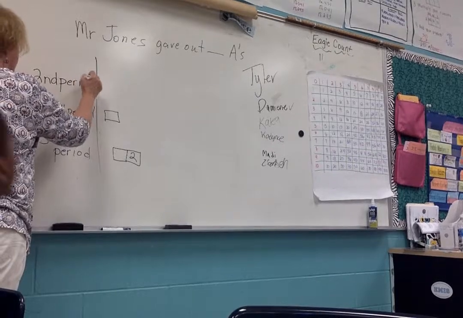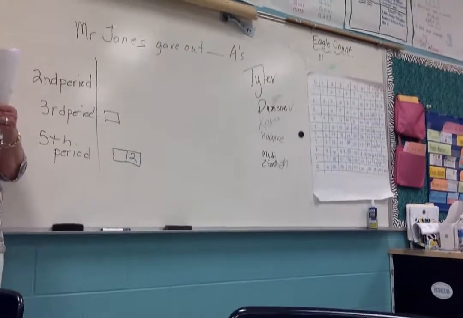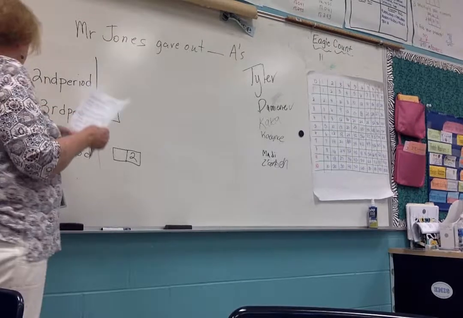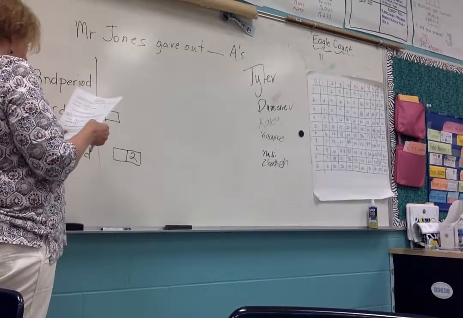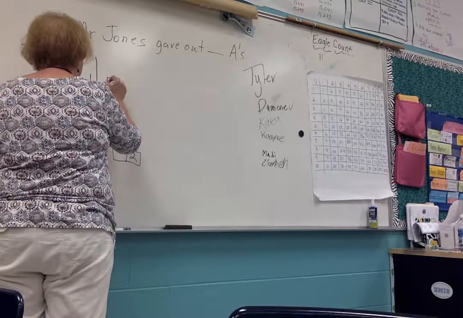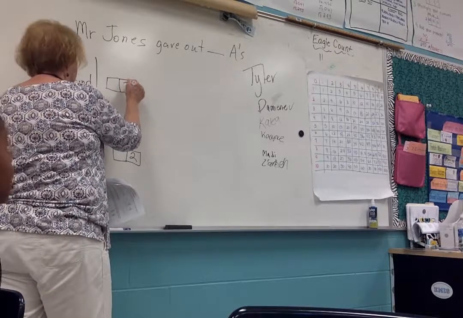He didn't give any A's in his 1st or his 6th. So do I need that? Do I need to do anything there? No. No. So I'm going to cross that line out. I didn't need any numbers from it. Let's cross that out. He didn't give out any A's in his 1st or 6th. Put a line through it.